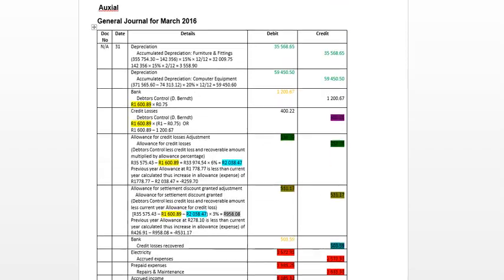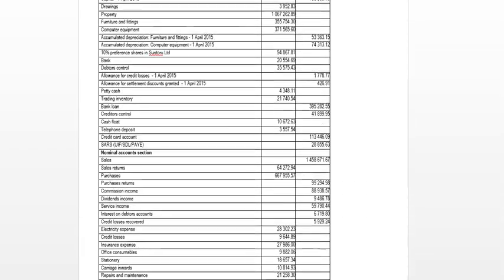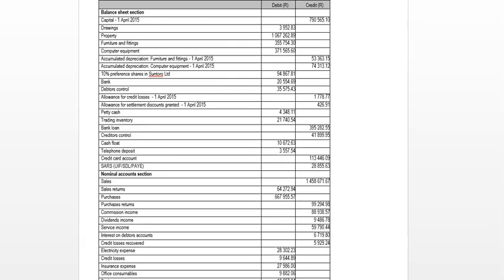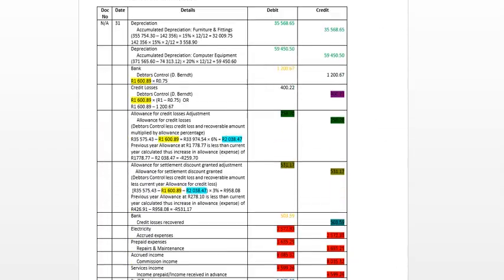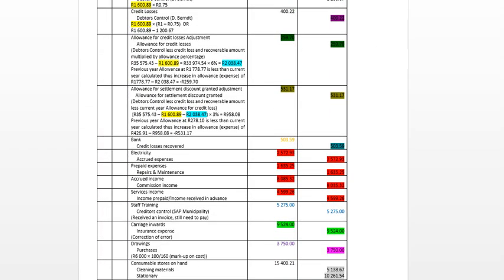So our allowance for settlement discount granted for the current year is then going to be 958 Rand and 8 cents. What was it at the previous year? Previous year it was 426 Rand and 91 cents. So again, this allowance for settlement discount granted increases in value. It's an upward adjustment, and if it's an upward adjustment, then that means it will be an expense.